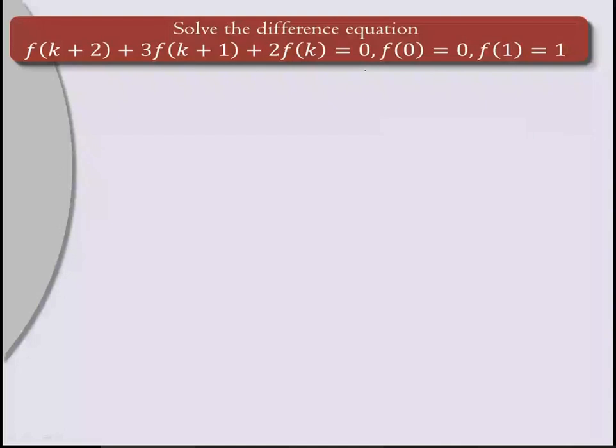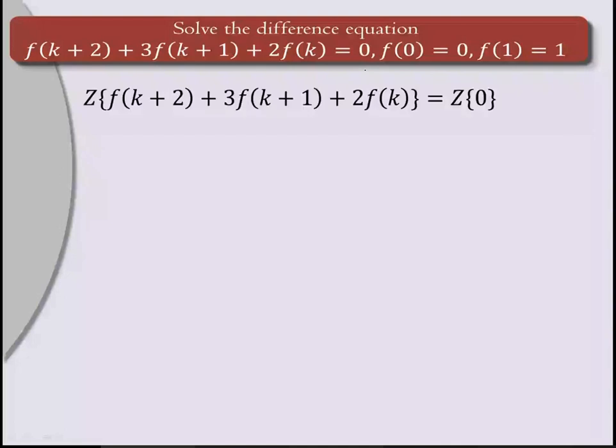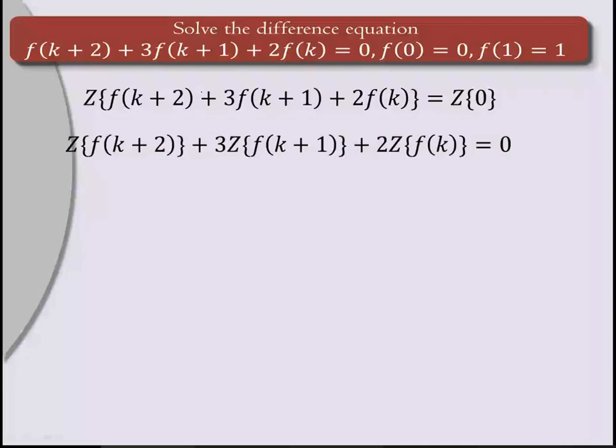So the Z transform of the given equation will be Z of f of k plus 2. 3 is a constant term, take it outside. 2 is a constant, taking it outside. So Z of f of k plus 2 plus 3 into Z transform of f of k plus 1 plus 2 into Z transform of f of k equal to Z transform of 0. Z transform of 0, by using the definition, is the summation of 0 terms, and summation of 0 is 0.